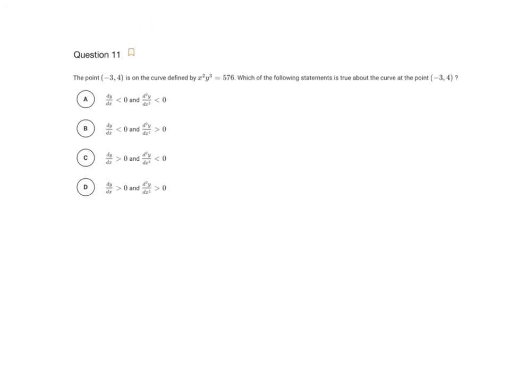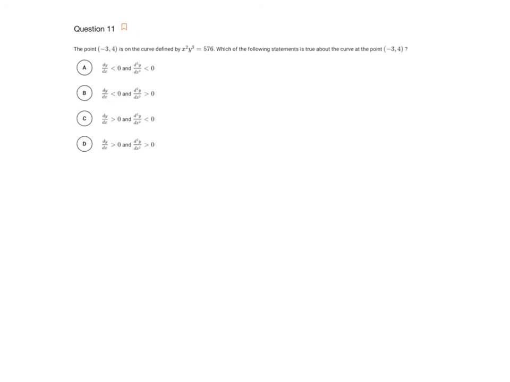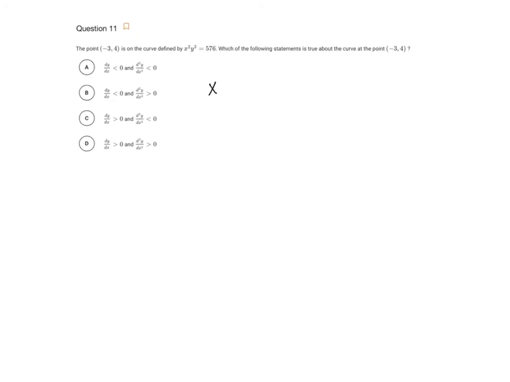Okay, let me rewrite this: x squared y cubed. We'll take the derivative using the product rule: derivative of the first times the second plus the first times derivative of the second. Okay, let's solve that for y prime.